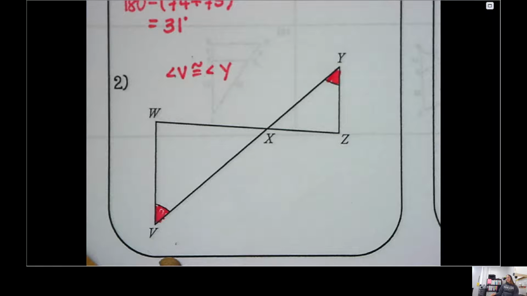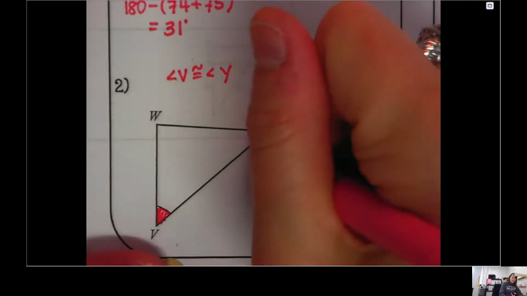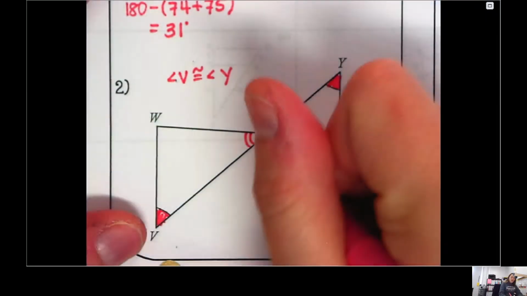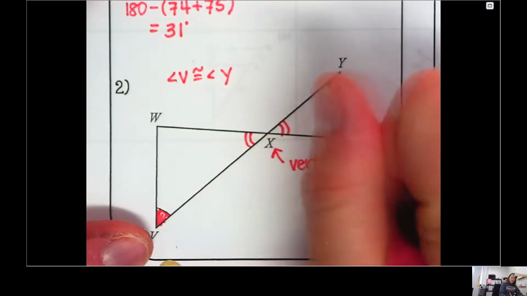How do you know that W and Z are the same? Are they 90-degree angles? Do you know that for sure? Did I put a marking in the picture to show you that they're 90 degrees? No, so you cannot assume anything. Sydney? Oh, you're close. Vertical. Which ones are the vertical angles? Angle X right in the center. Yes, and Andrea said it. Right here, angle X. These are called vertical angles, and we know vertical angles are congruent.